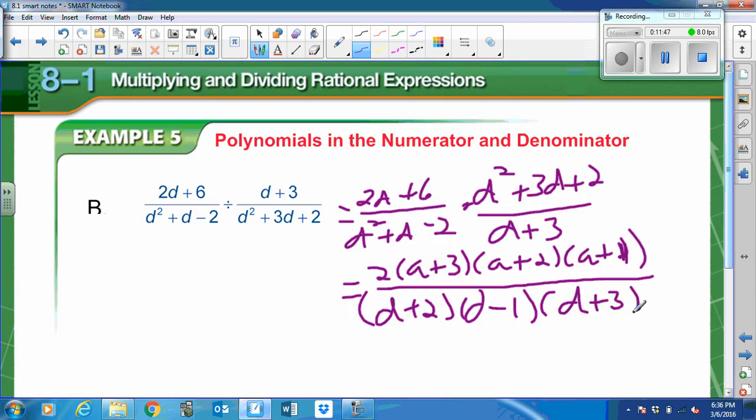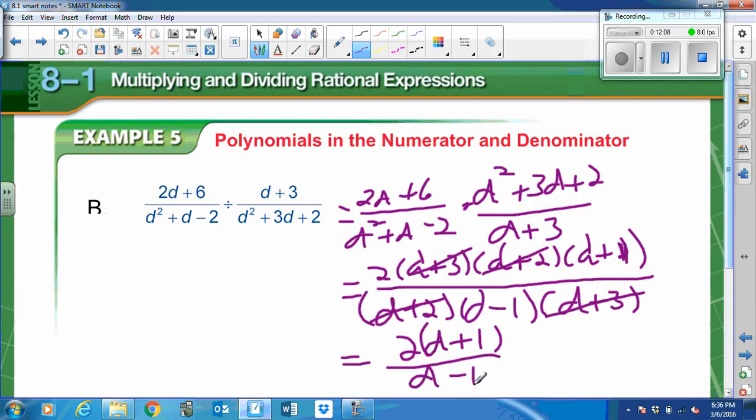So when we look at everything that'll cancel, and I'm realizing my d's are looking remarkably like a's, we have that d plus 2 will go away, d plus 3 will go away, and we have 2 times d plus 1 over d minus 1, and that's going to be as good as it gets. And you can just leave it factored.